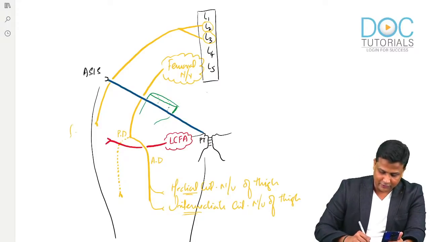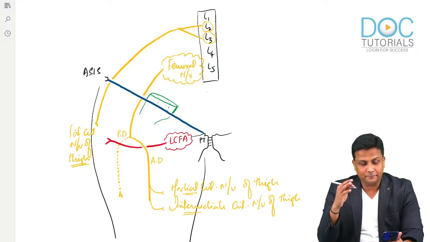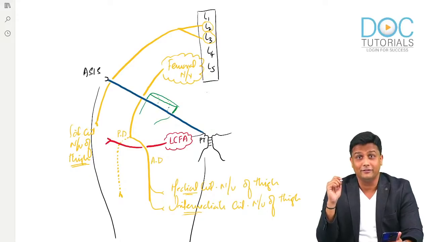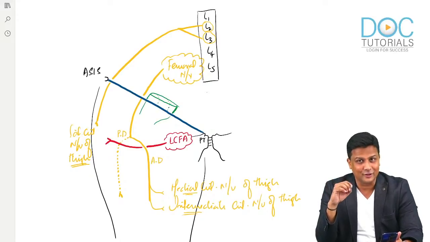So let us just write down there the lateral cutaneous nerve of thigh. The name itself is telling you, guys, it is the one which will actually supply the lateral aspect of the thigh. Very good, Weber. Fine. That's your lateral cutaneous nerve of the thigh.